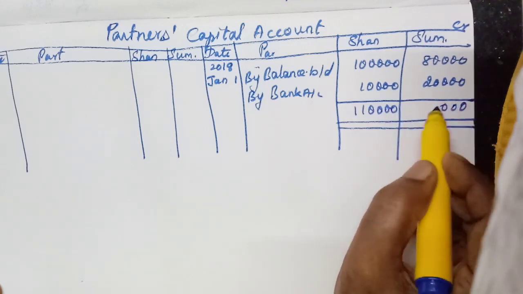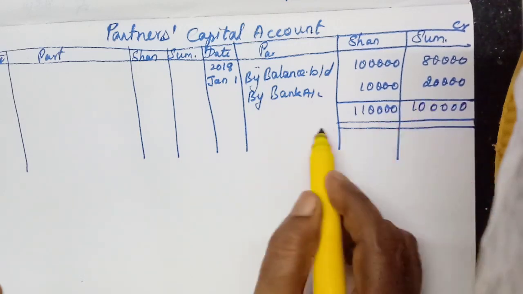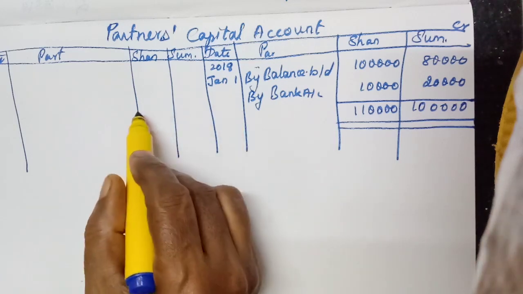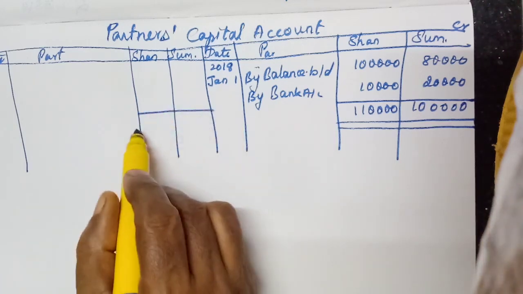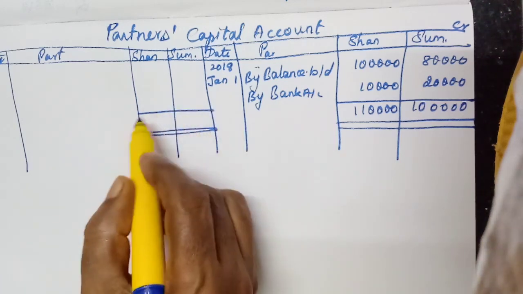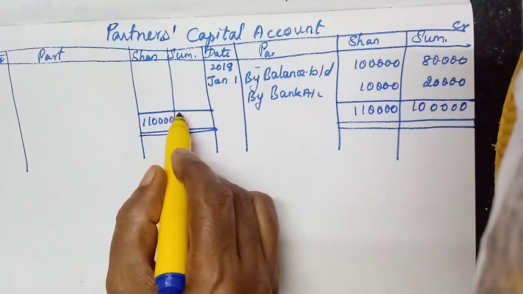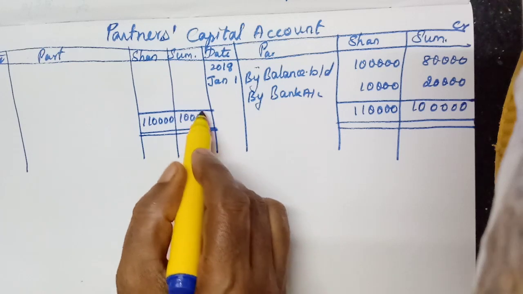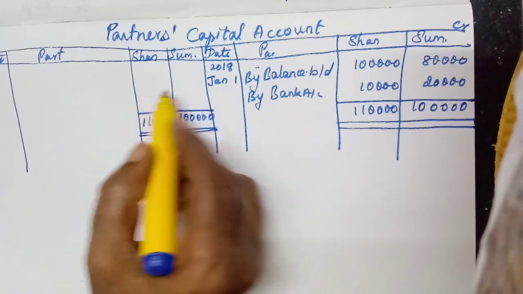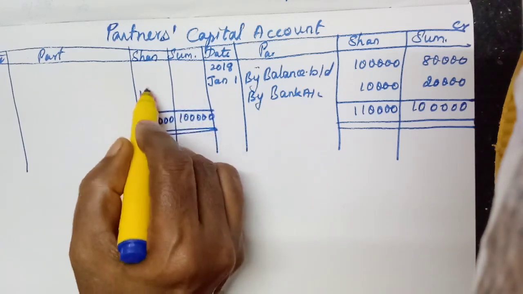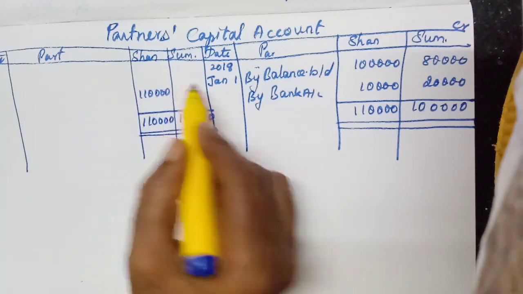In the same way you can write 1 lakh. The same thing you can write here also: 1,10,000, 1 lakh.